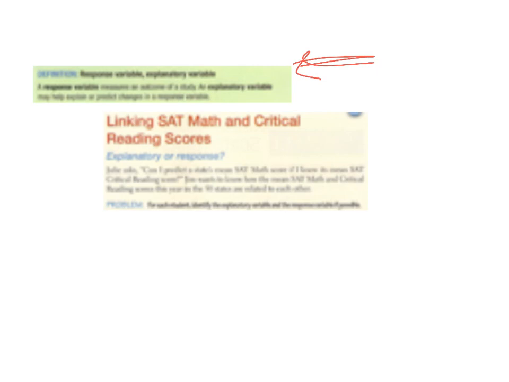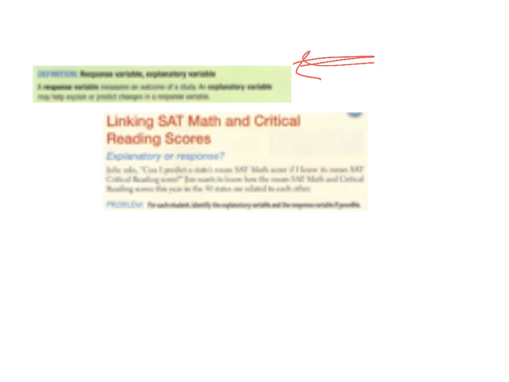Okay, let's look at a quick example here, linking SAT math and critical reading scores. Julie asked, can I predict a state's mean SAT math score if I know the state's mean SAT critical reading score? Jim wants to know how the mean SAT math and critical reading scores this year in the 50 states are related to each other. Identify the explanatory and the response variable here if possible.